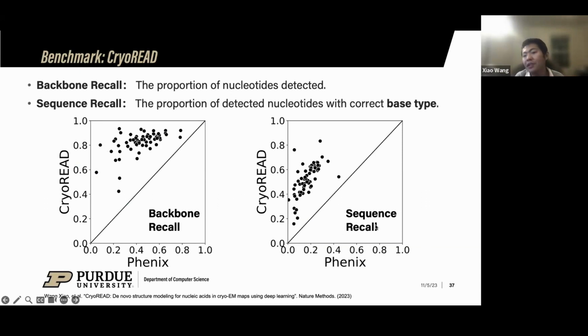And another measurement is sequence recall. That's to say, for the ground truth nucleotide, I will check if neighboring predictions have the nucleotide, and whether CryoREAD can assign the correct base type for that nucleotide. For that, CryoREAD achieved around 50% sequence recall, while Phoenix only achieved around 20% sequence recall.